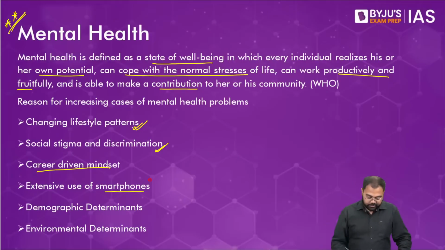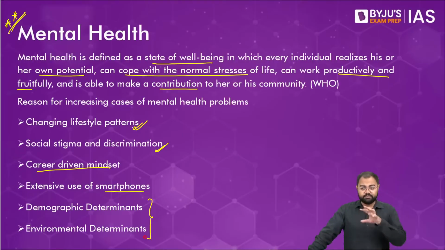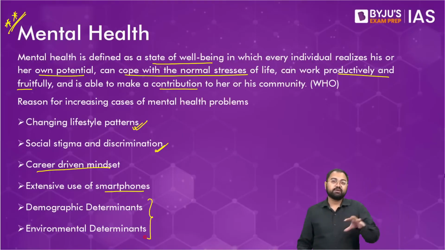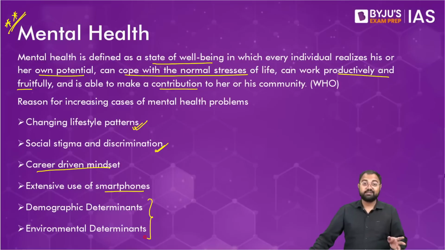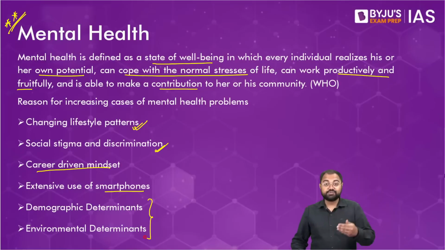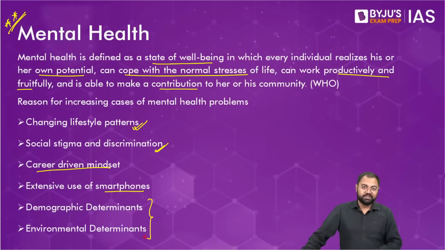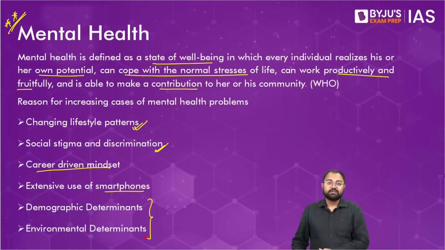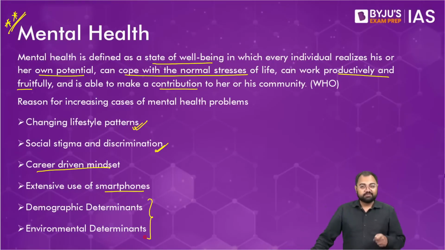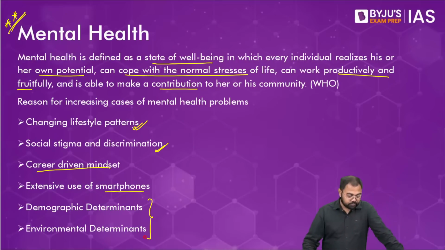Then there are demographic and environmental determinants as well. The environmental or demographic determinants depend on where you are living, what kind of population, what are the weather patterns. A gloomy weather pattern is often associated with some of these issues, whereas bright sunny days are always seen to be better for mental health as well. So that's why we see that there are a lot of these problems, and a lot of these things that are leading to these issues in today's life.